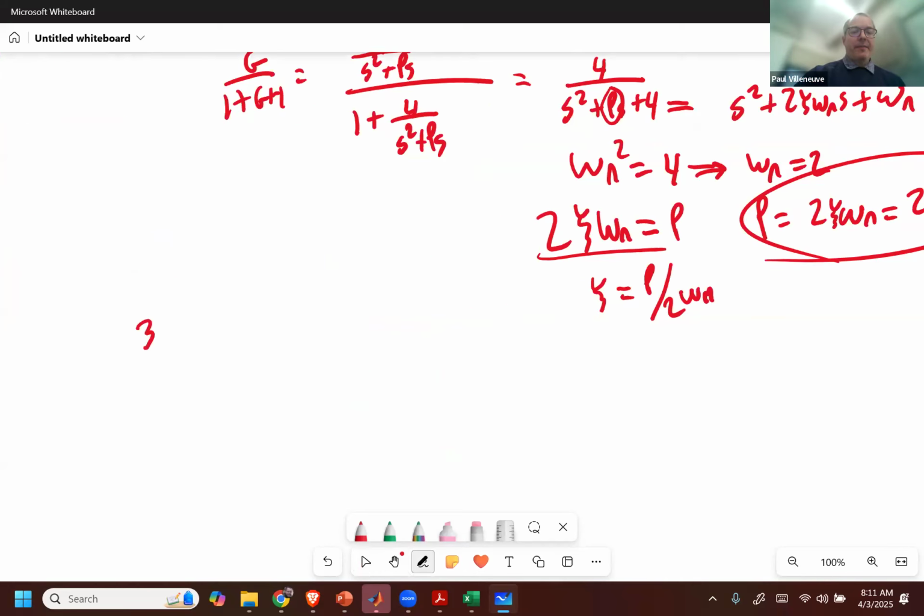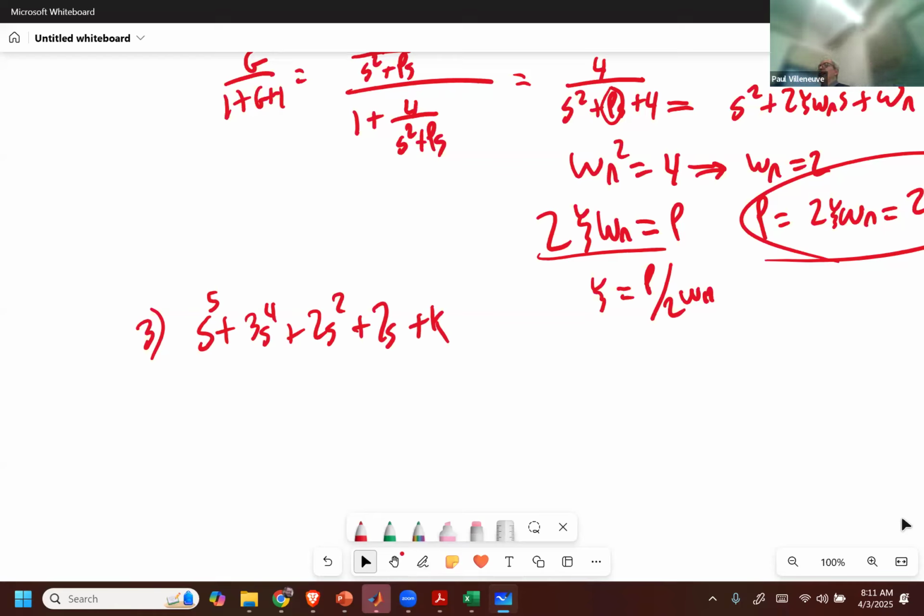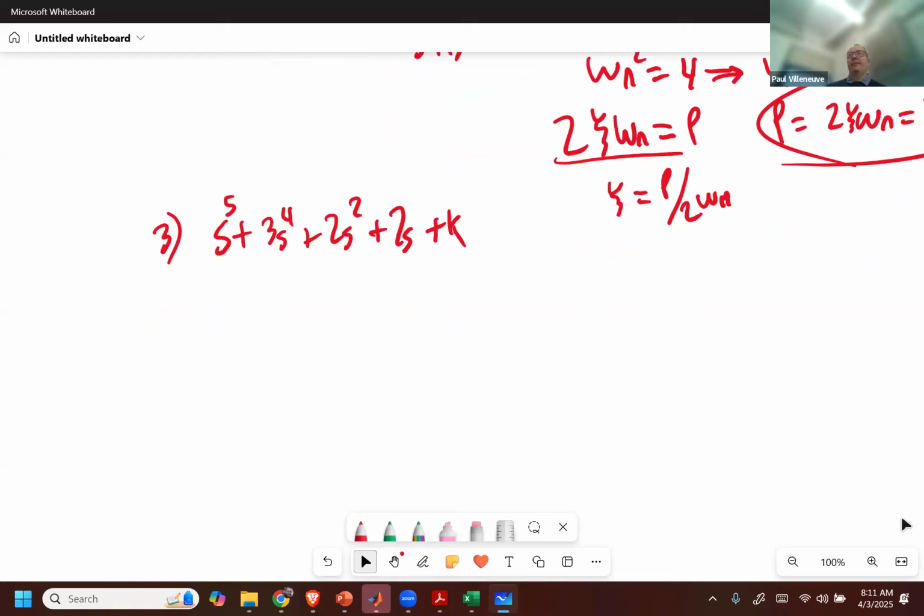All right, number 3. So we have a characteristic equation, s to the 5th, plus 3s to the 4th, plus 2s squared, plus 7s plus k. And it said, find the value of k that results in a stable system. So what approach should I use to solve for that?